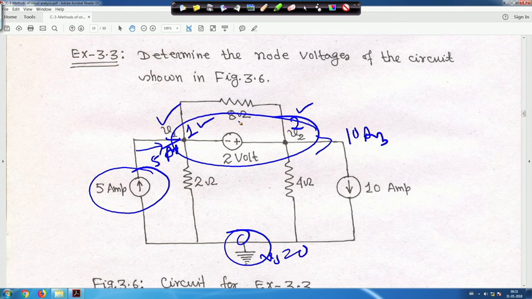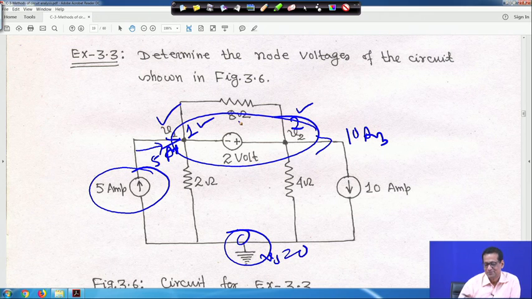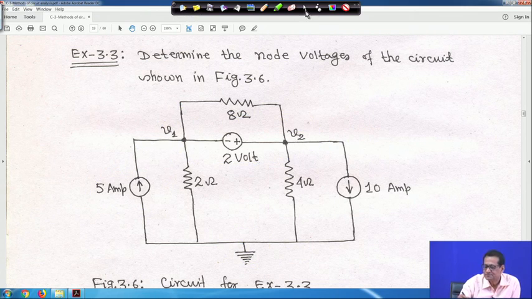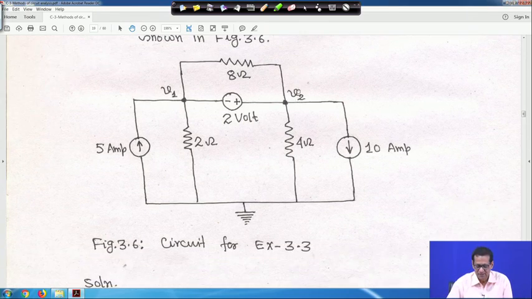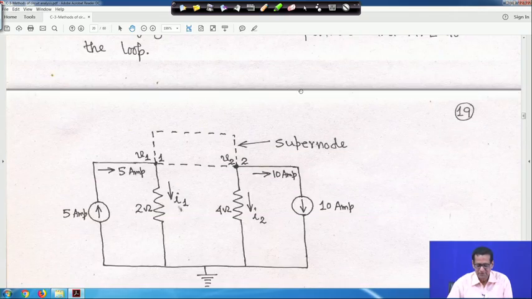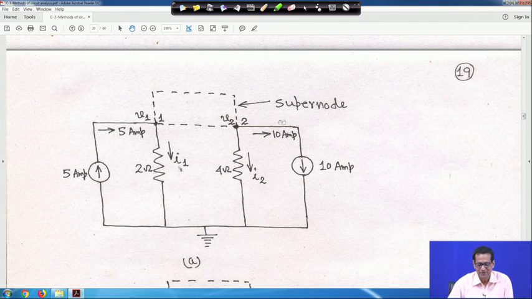If a voltage source is there between two non reference nodes, then it creates a super node. So, next move to the problem. You have to find out V1 and V2. If you look here, this is actually the super node.